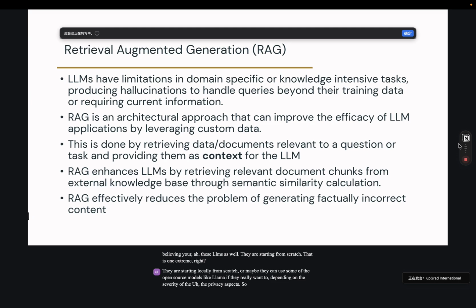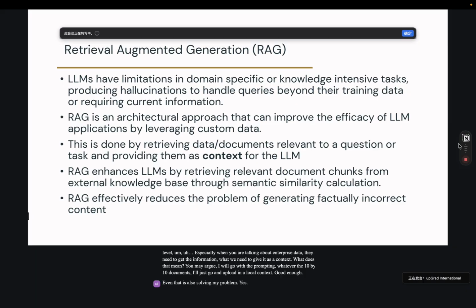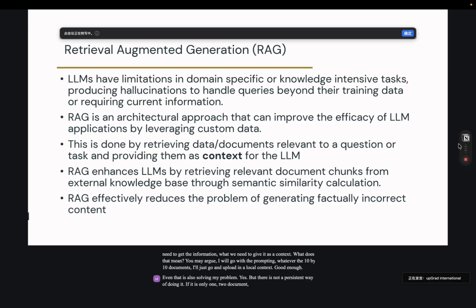So then when we go to the next level, especially when you are talking about enterprise data, they need to get the information, what we need to give it as a context. What does that mean? You may argue, I will go with the prompting, whatever the 5, 10 documents, I'll just go and upload in a local context. Good enough. Even that is also solving my problem. Yes. But that is not a persistent way of doing it. If it is only 1, 2 documents, 10 documents within your context limit, you do it. No issues on that, right?